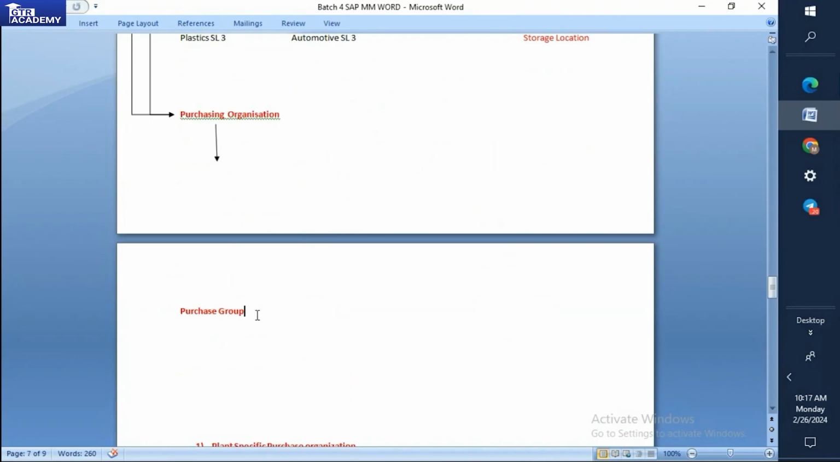I have a small question. If it is not linked to any of the above organization, which data will it refer to in order to monitor things? Whatever the purchase organization takes, right?